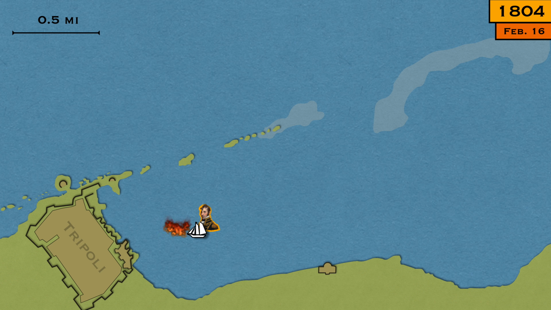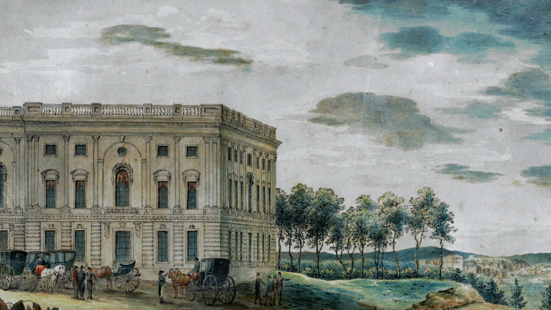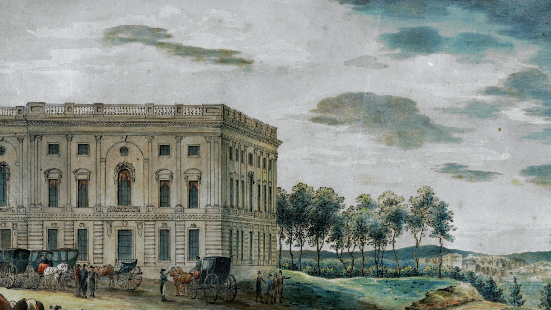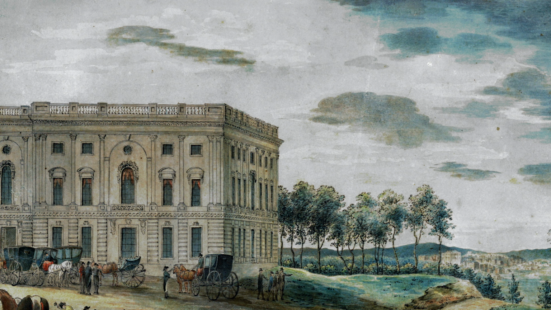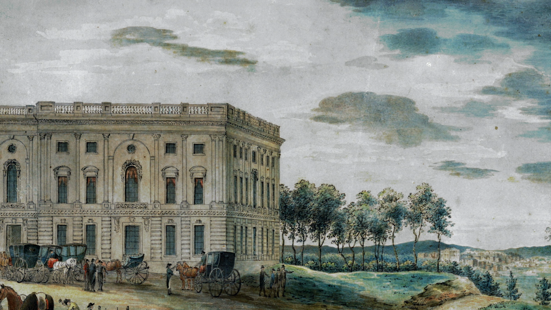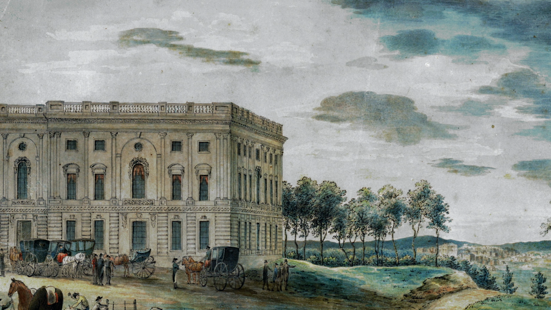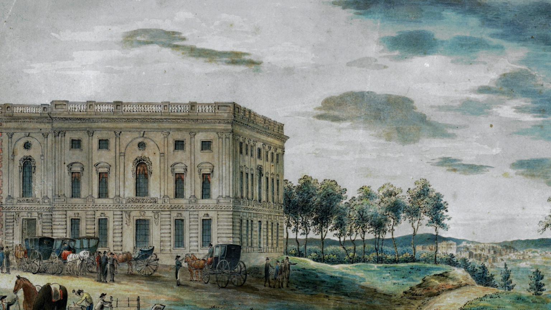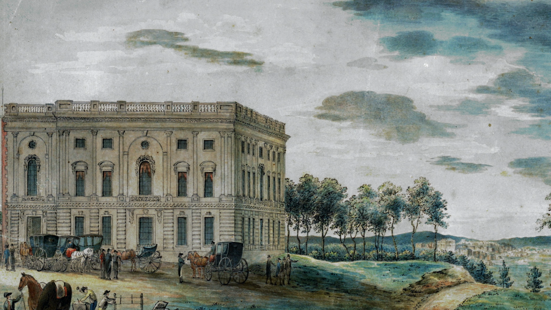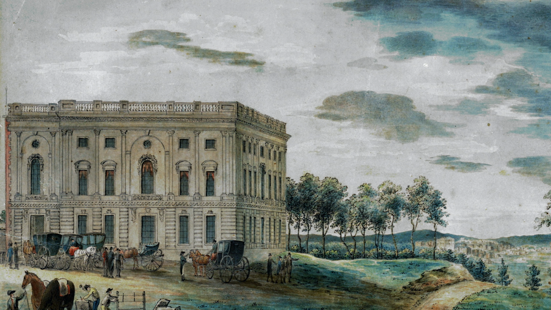When word of the Philadelphia finally got back to the US, both its capture and then its destruction, Congress doubled down and gave Jefferson even more resources to fight the war. This ramping up of aggression also quickly forced Morocco out of the war, since they didn't have a strong navy and had a better history with the US than the Ottoman protectorates.